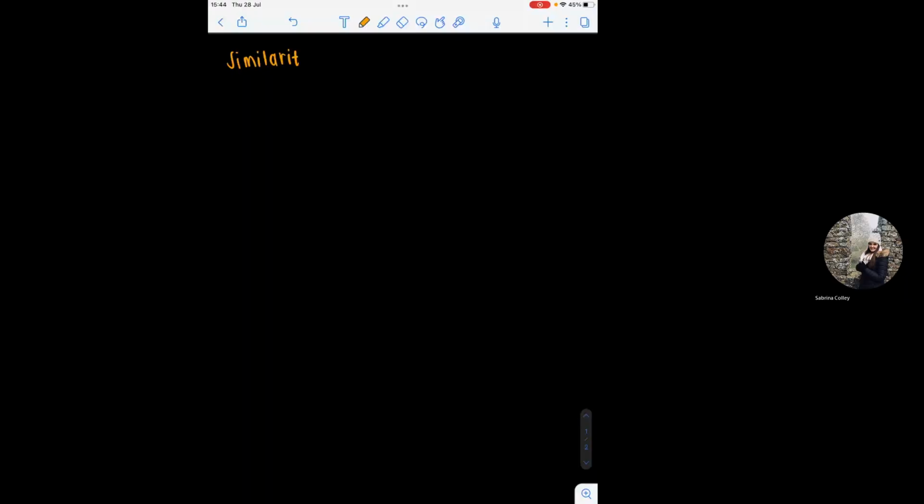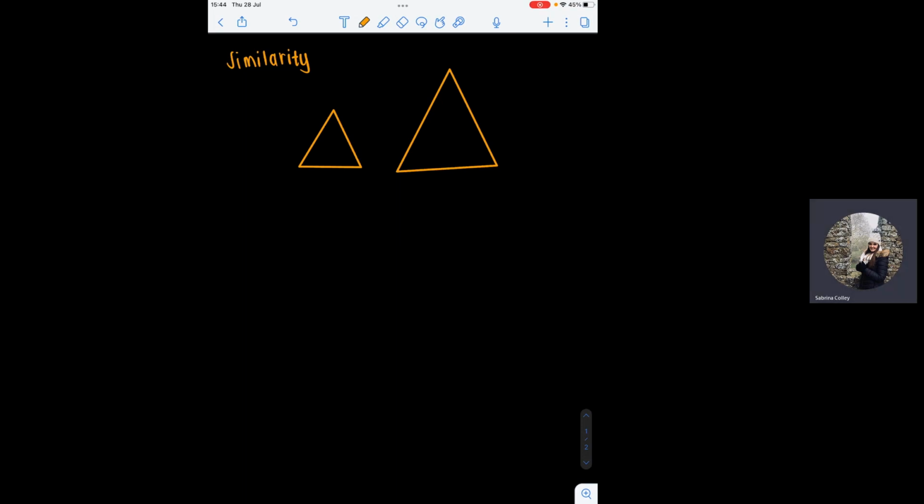This is basically an introduction to how we prove similarity and how we prove congruency, but today we're going to focus on the similarity, and at a later stage we'll do the congruency. So if I speak about shapes that are similar, so if I take this triangle, for instance, and I draw another one like this, and I say to you that these two shapes are similar.